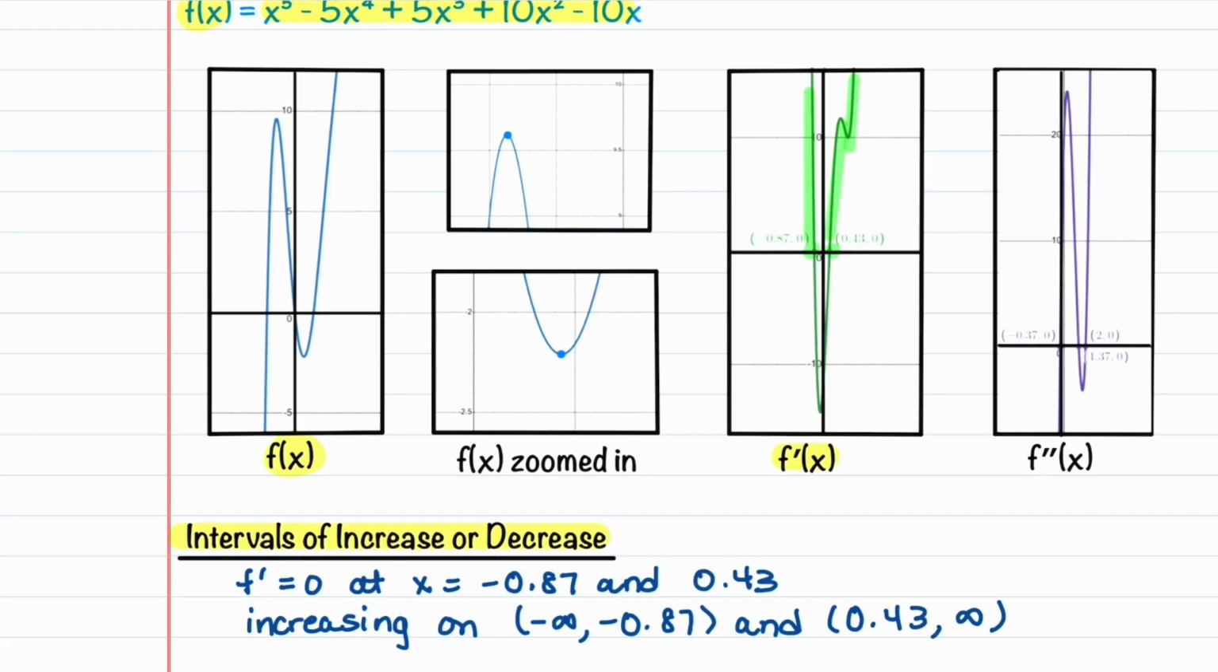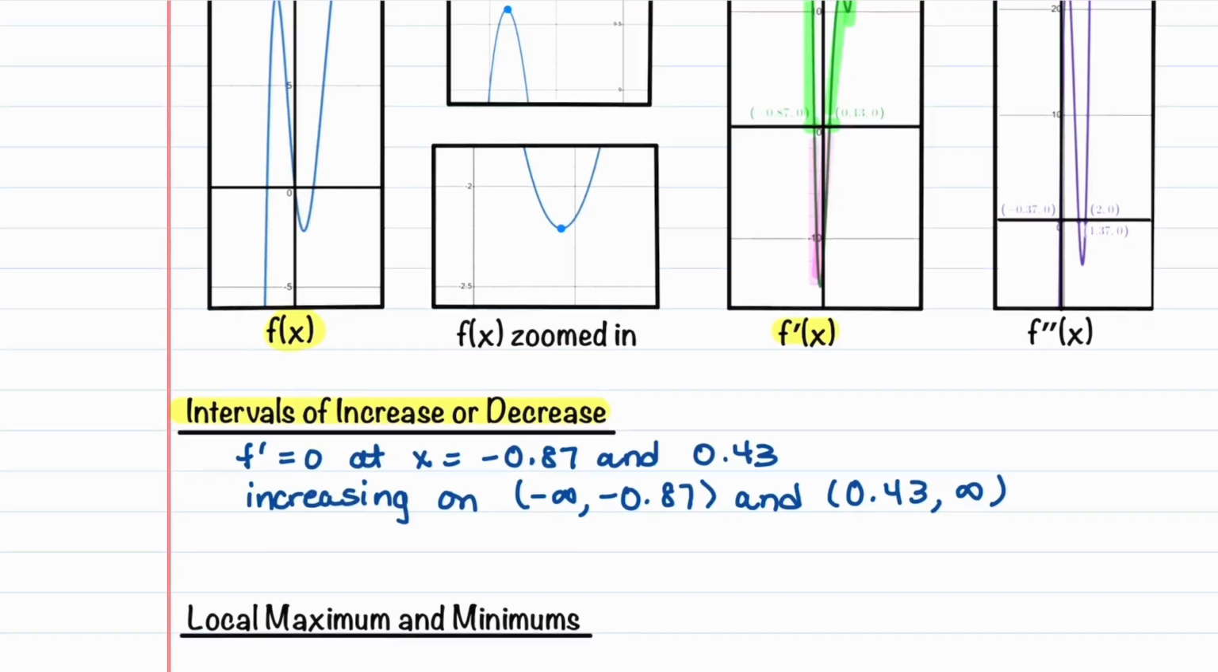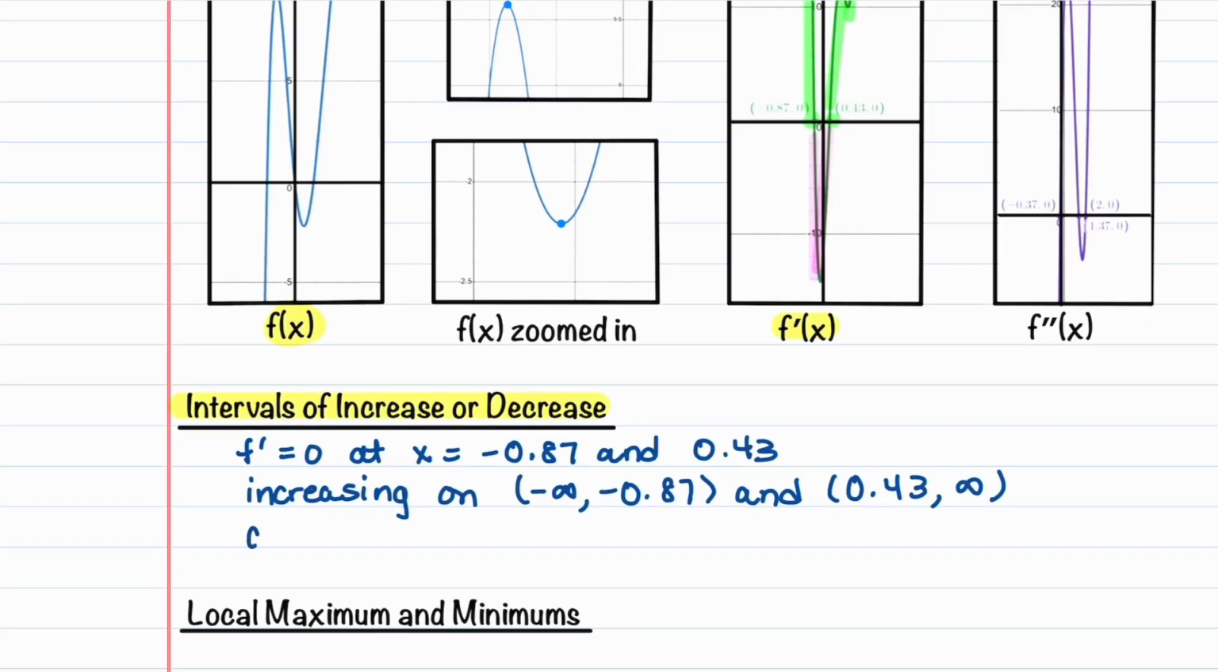Now let's look at the graph and notice that between the points where it's equal to 0, our graph lies below the x-axis, so it is negative. So we can say that our function is decreasing on the interval in between, and that is minus 0.87 to 0.43. And let's just make a note that this is f that is increasing and decreasing.